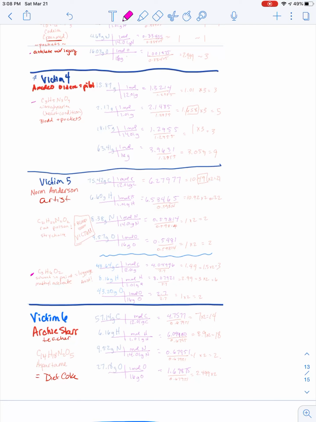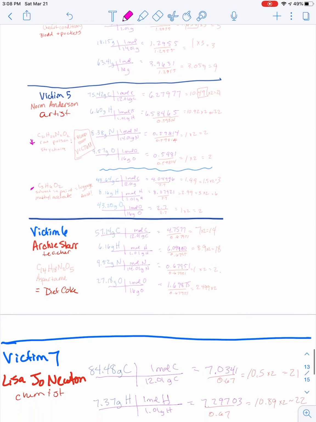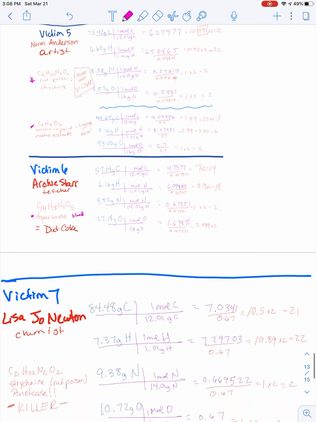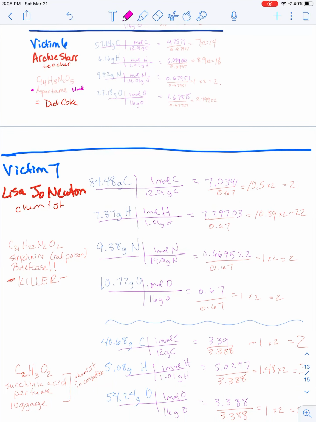Victim 5. In their luggage was found this thing right here, which was a solvent for paint. So that's the artist. But then also in their blood was found rat poison. Oh no, this is our victim. And then we've got this chemical was found in this person's blood. So that would be Diet Coke. Aspartame is in a diet drink, right? So that's our teacher. And then we have Lisa Jo Newton. And we found strychnine, which is rat poison, in her briefcase. Our chemist, oh my goodness, is the killer. Womp, womp, womp.